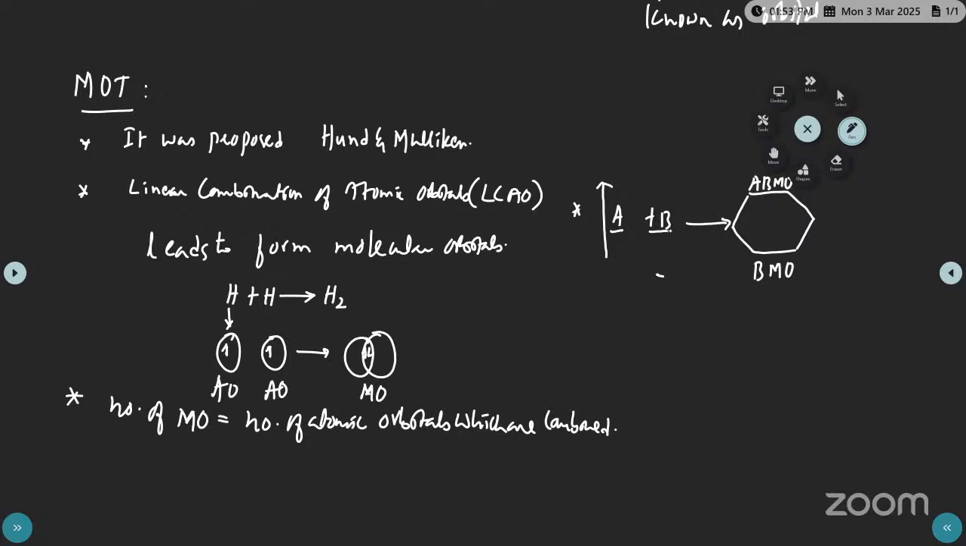Like that. So the number of molecular orbitals formed is equal to the number of atomic orbitals which are combined. In this case, how many atomic orbitals are combined? 2. So here 2 molecular orbitals are formed. One is lower energetic molecular orbital and another one is the higher energetic molecular orbital.